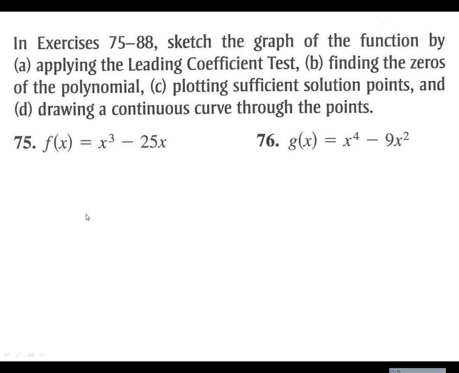Alright, problem 75. First thing we're going to do is apply the leading coefficient test. We know that this is a graph that's going to look something like this because it's an odd, positive one. There might be some weird things that go on in the middle. We don't know yet. Let's find the zeros of the polynomial.